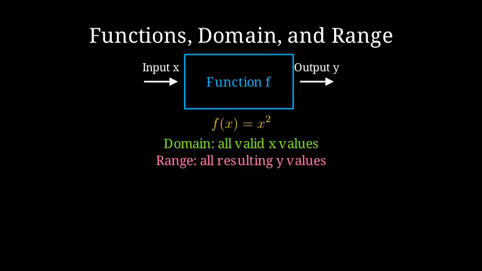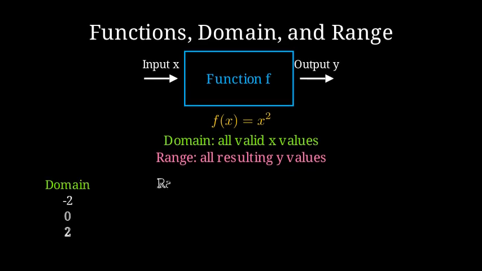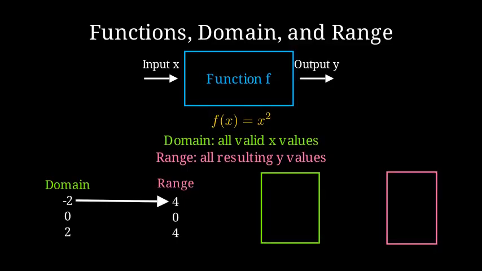We'll take three inputs, -2, 0, and 2, and map them through y equals x squared. Now, connect each input to its output. -2 maps to 4, 0 maps to 0, 2 maps to 4.